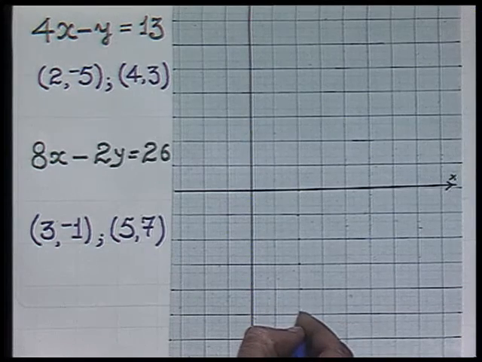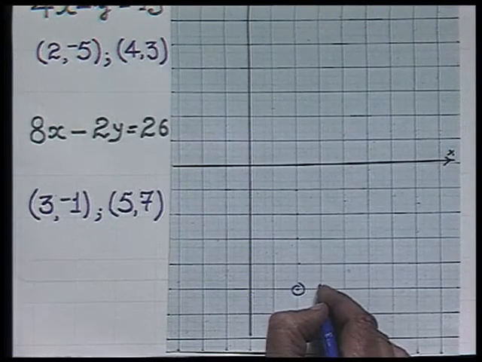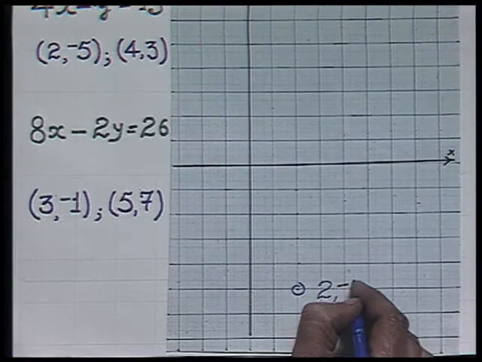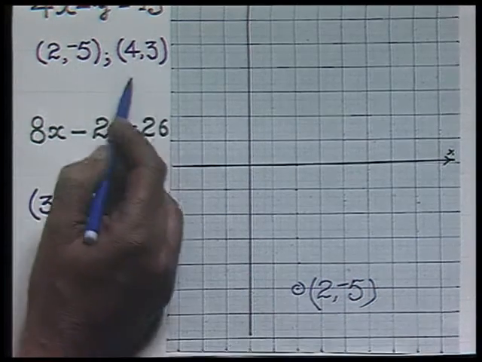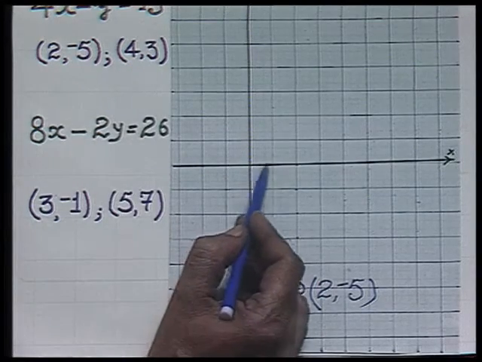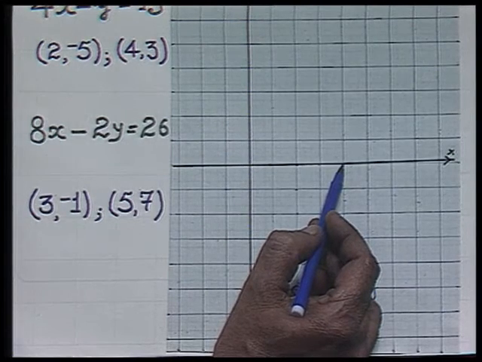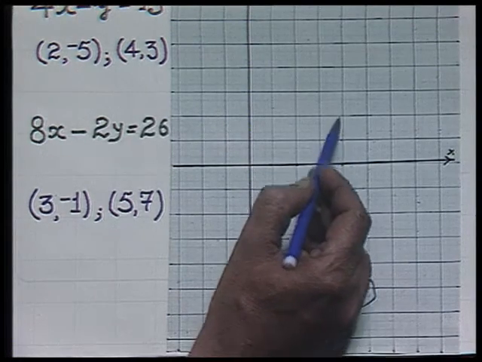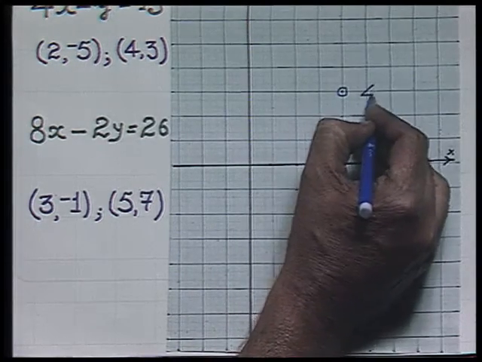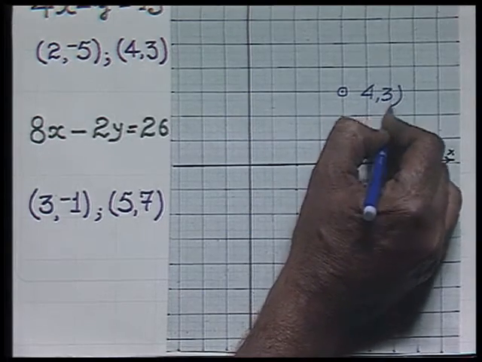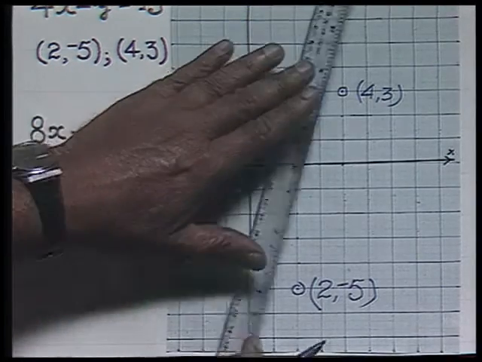So here is this point which is (2, -5). Let's plot the other point, that is (4, 3). 1, 2, 3, 4 and 3 units, positive being up, 1, 2, 3. So this point is (4, 3). So corresponding to the first equation I have this line.